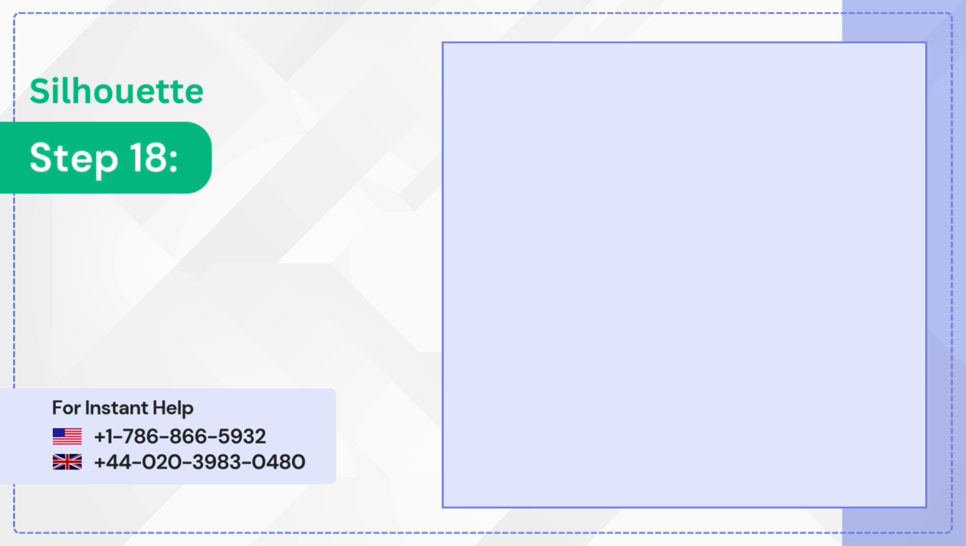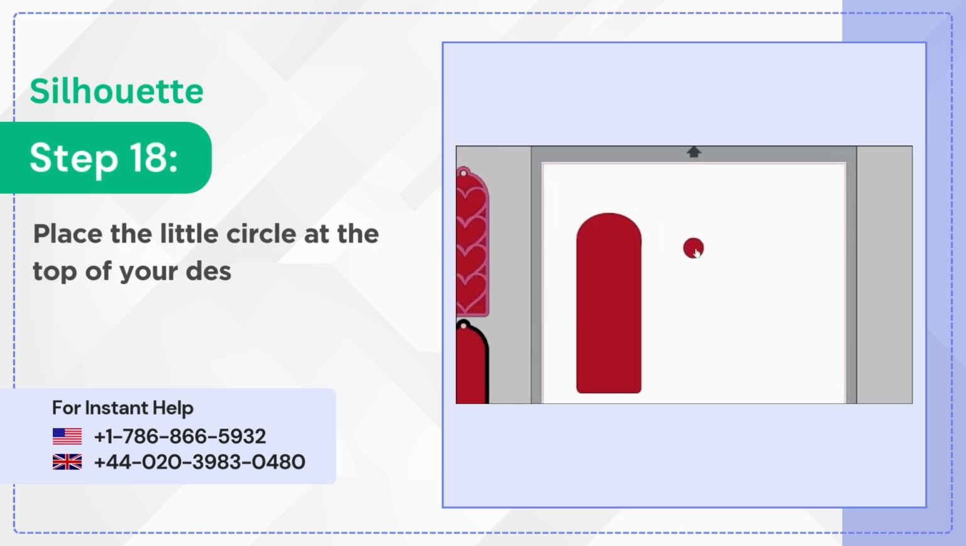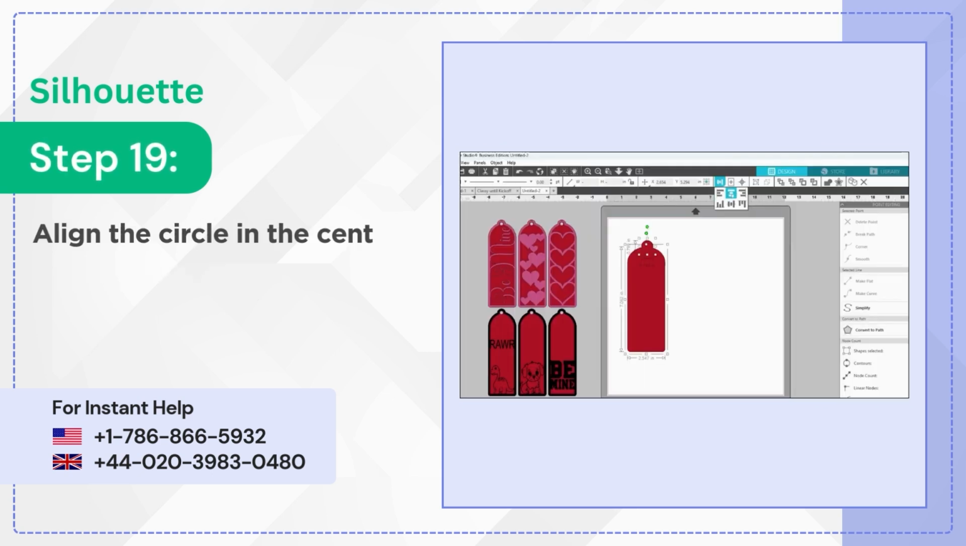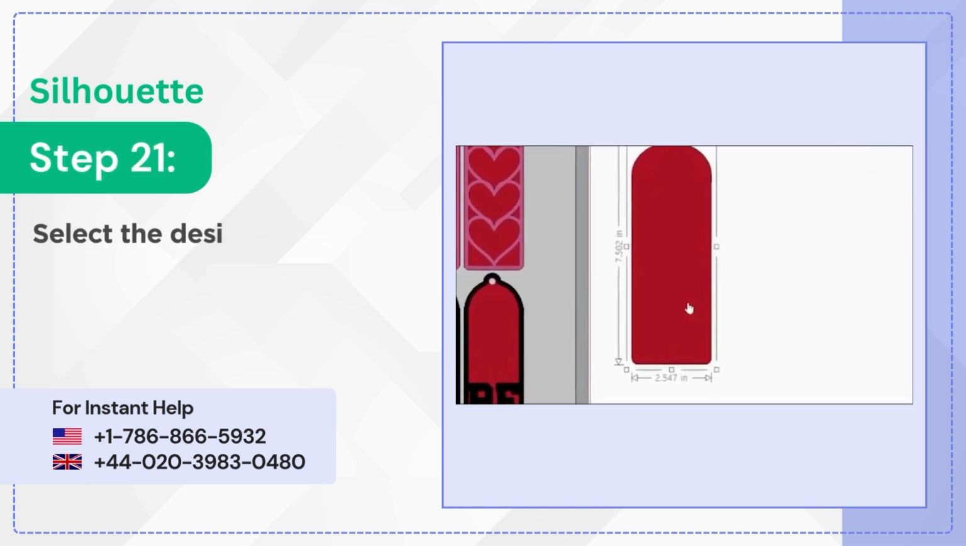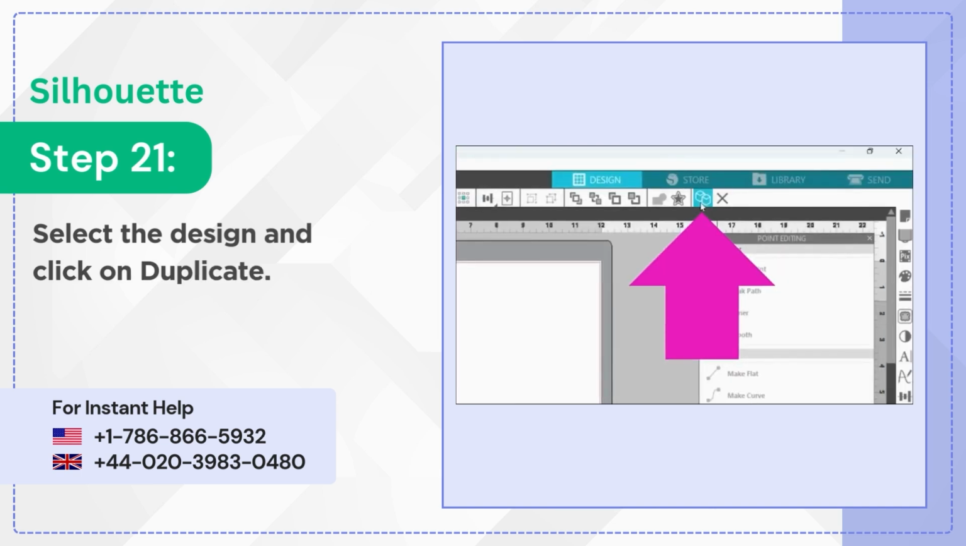Step 18. Place the little circle at the top of your design. Step 19. Align the circle in the center. Step 20. Weld the designs and circle together. Step 21. Select the design and click on Duplicate.